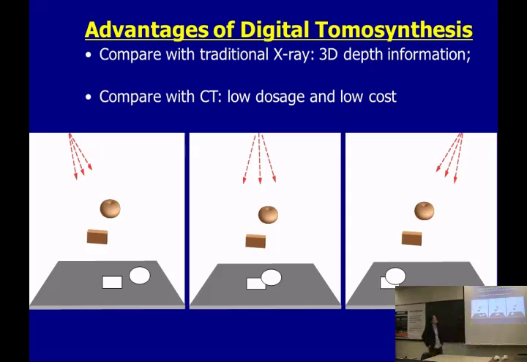Compared with traditional X-ray, this technology is three-dimensional, so you still have three-dimensional slice information. Compared with CT, the dosage is much lower. We can use a dosage comparable to that of the traditional X-ray. We divide the dosage of the traditional X-ray into multiple projections, and based on that we do the reconstruction. The cost is also lower compared to CT.